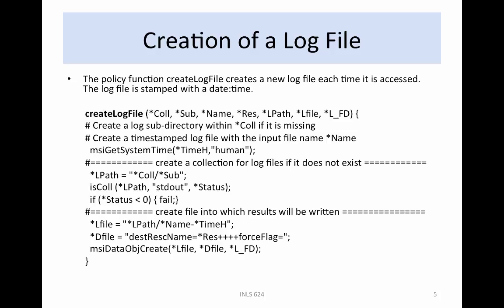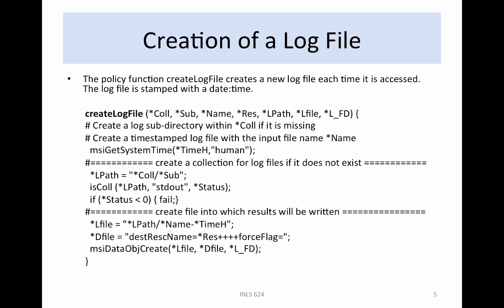The policy function that creates a log file is shown here. The policy function is called createLogFile. It creates a subdirectory within the specified collection *Coll with the name specified by the workflow variable *Sub if the subdirectory is missing. The check on the existence of the subdirectory is done by the policy function isColl. This returns a positive status *Status if the directory exists.